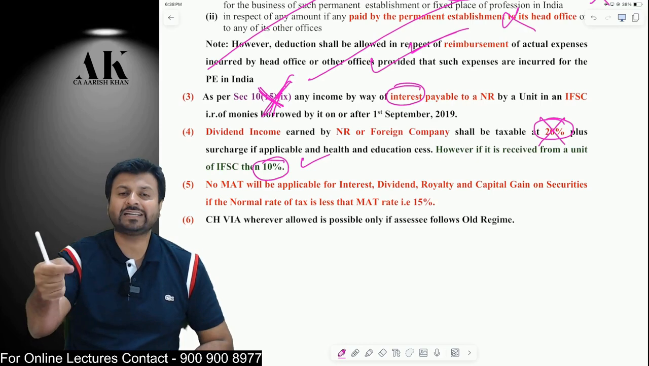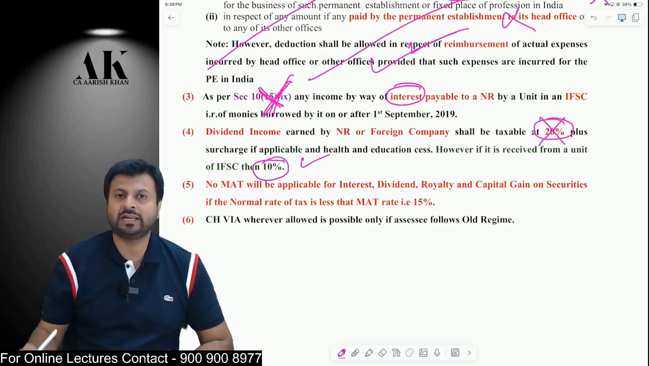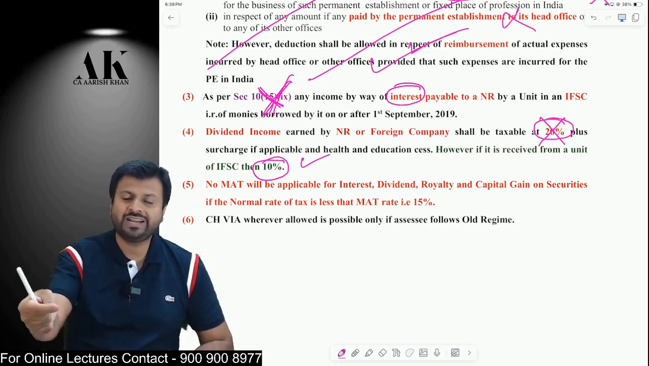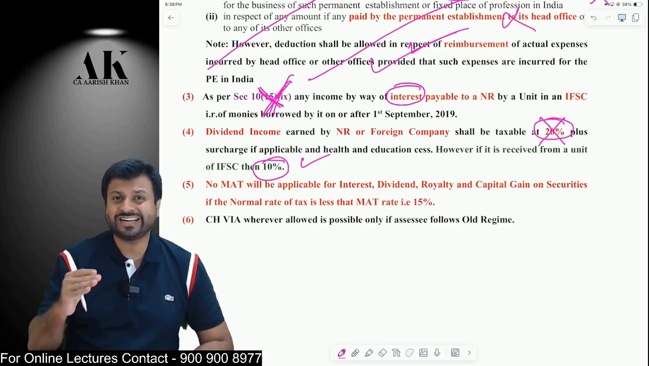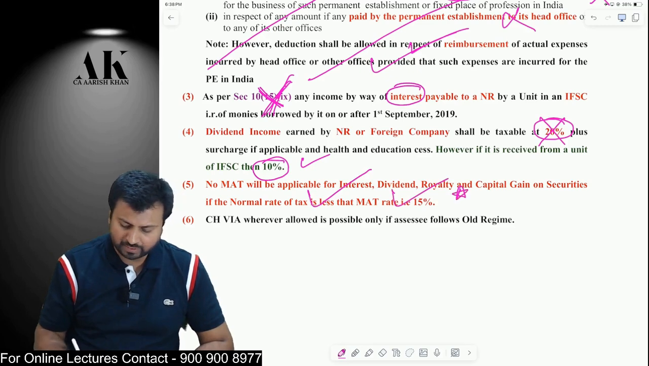So wherever the interest is chargeable at less than 15%, MAT will not apply. Wherever the royalty and FTS are chargeable at less than 15% because of DTAA, then MAT will not apply. But if the royalty and FTS or interest is normally chargeable at more than 15%, then MAT will apply. This is a very important point. My gut feeling says that they might ask you some question based on this.